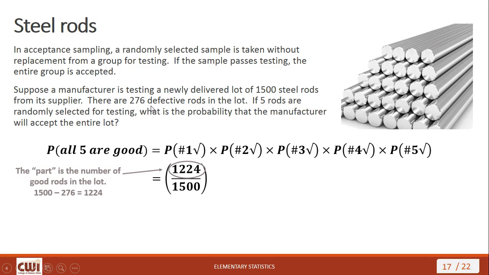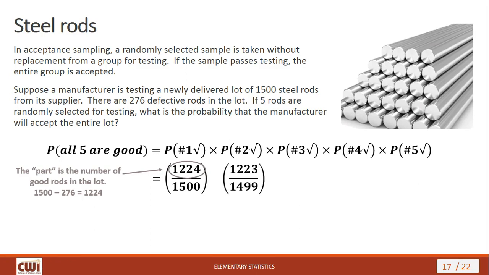So that means, for the probability that something is going to check out, we have to subtract out that 276 to get the part that's actually good, that would pass the test. That's the part that would pass the test divided by the whole, which is the whole lot of 1,500. This then is the probability that the first rod we test is going to pass and meet our acceptance criteria.